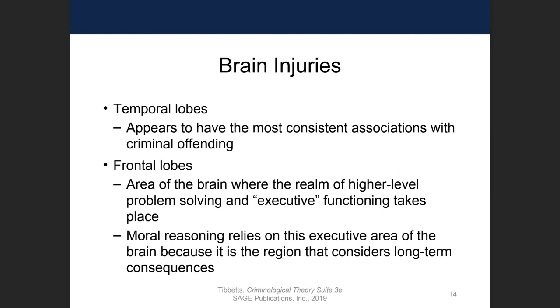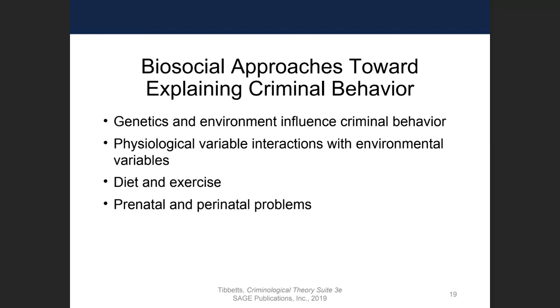There were other biological tests that were reviewed in this chapter. However, those were just a few that I wanted to discuss. Lastly, I'd like to mention that recently, biological criminologists have examined the relationship between biology and social environment. This is called a biosocial approach toward explaining criminal behavior. Biosocial criminologists argue that genetics and environment together influence criminal behavior. Physiological variable interactions with environmental variables can produce criminal behavior.